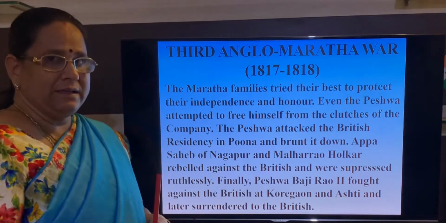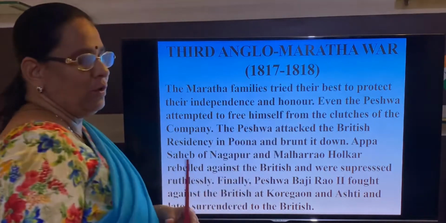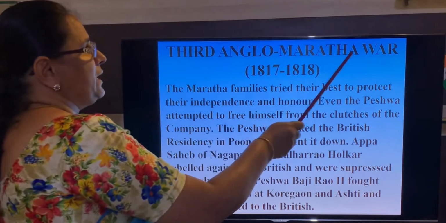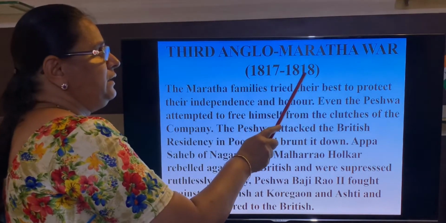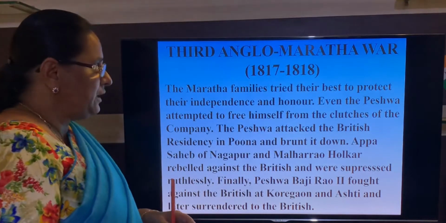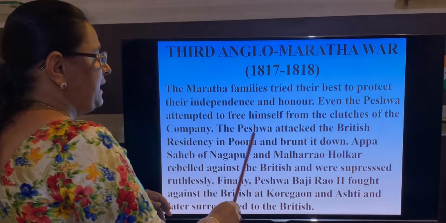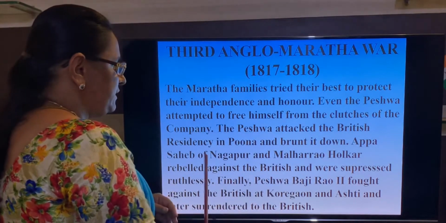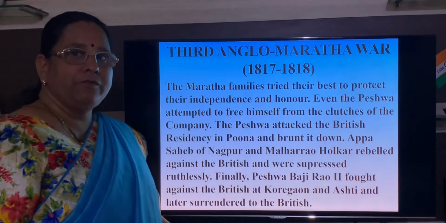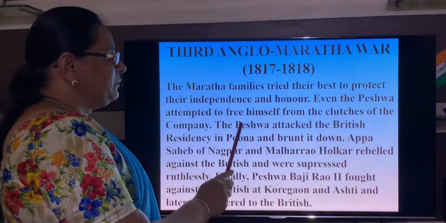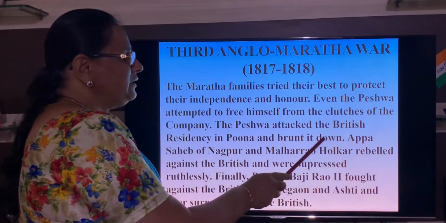We will have 3 points to learn in the Third Anglo-Maratha War. The Third Anglo-Maratha War was fought in the year 1817 to 1818. And remember, you have to remember 3 points to explain here. First one is the Peshwa attacked the British residency in Pune and burnt it down. So the first attack was that the Peshwa attacked the British residence in Pune and burnt it down.